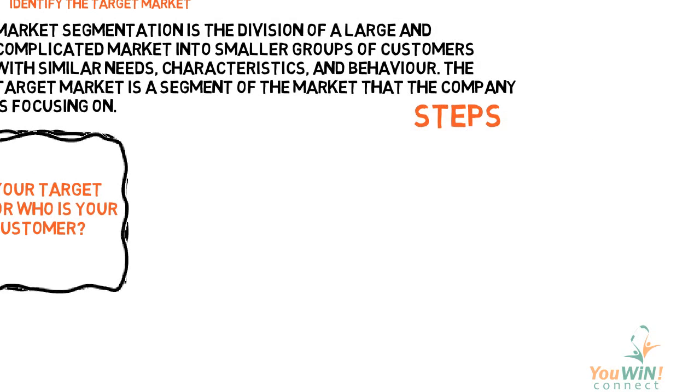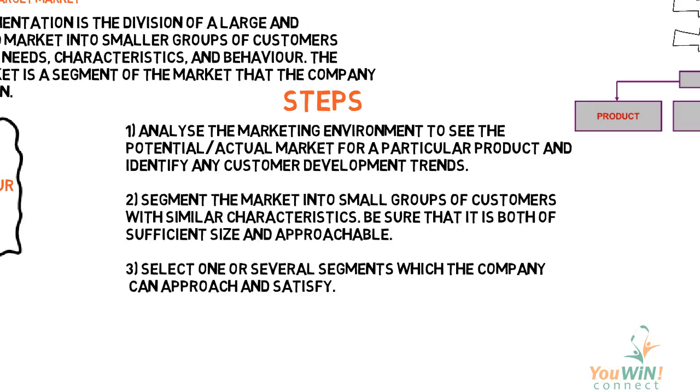So these are some steps which you should take in positioning. Number one, analyze the market environment to see the potential or actual market for a particular product and identify any customer development trends. Two, segment the market into smaller groups of customers with similar characteristics. Be sure that it is both of sufficient size and also approachable. Thirdly, select one or several segments which the company can approach and satisfy properly.